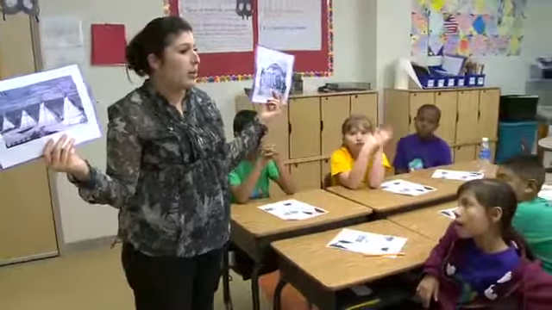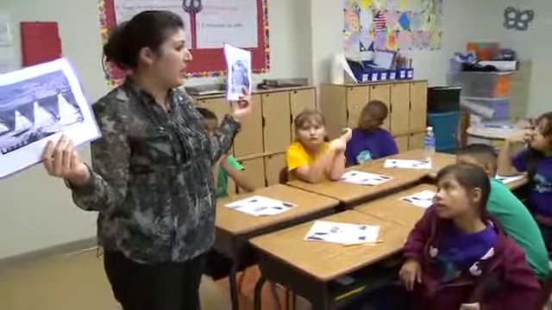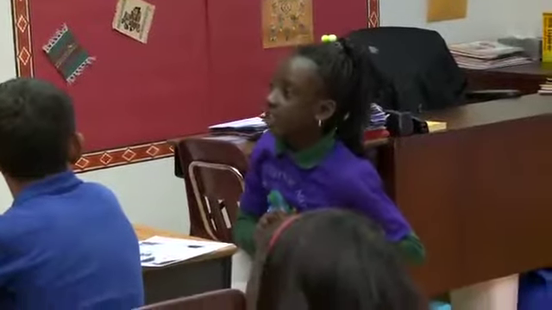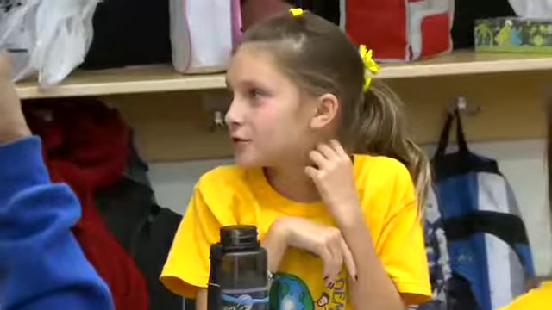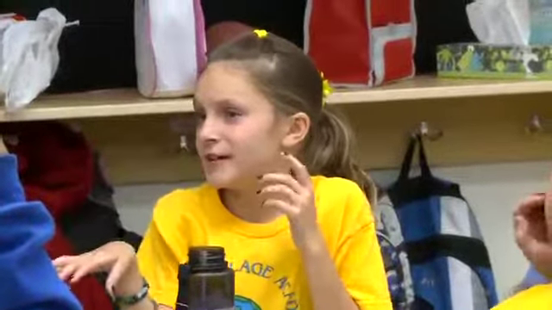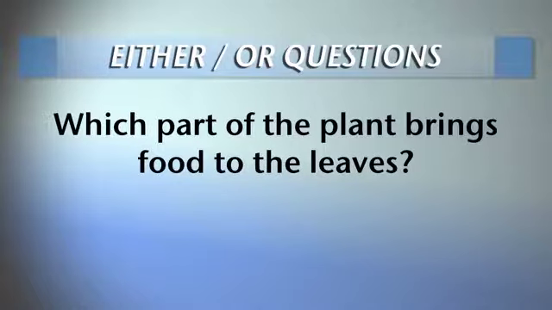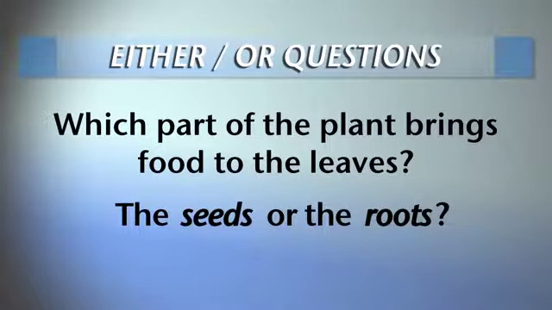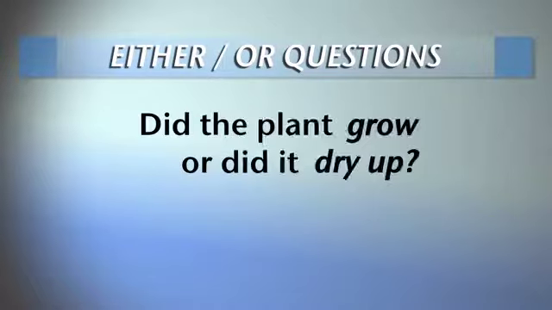Either or questions can follow yes or no questions and are a bit more challenging because they require production of new language from students. Nonetheless, either or questions are a helpful strategy when students are just acquiring new terminology or structures because the answer is embedded in the question. Here are two examples. Which part of the plant brings food to the leaves, the seeds or the roots? Did the plant grow or did it dry up?